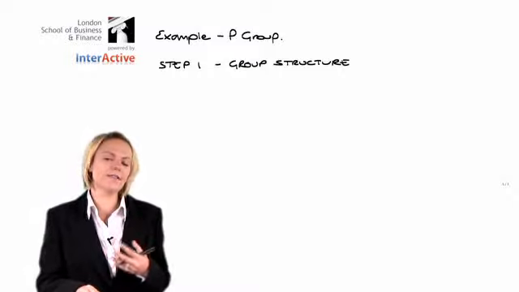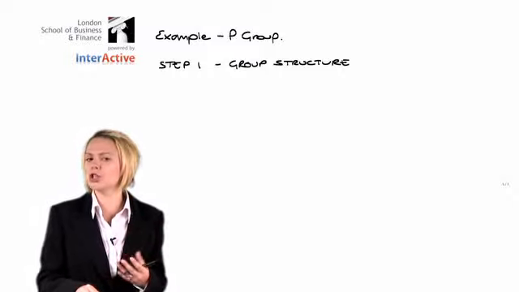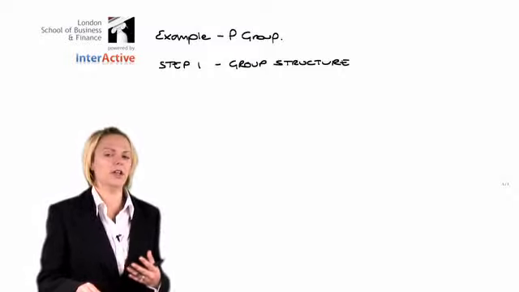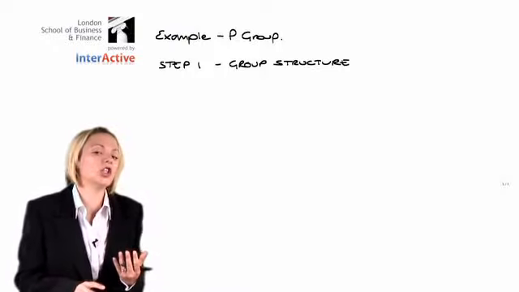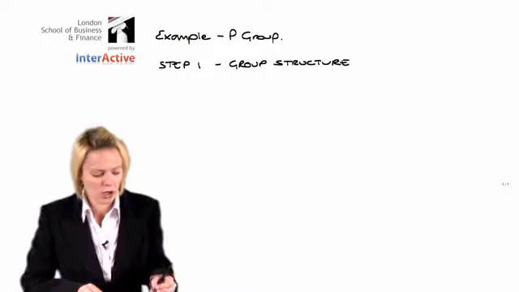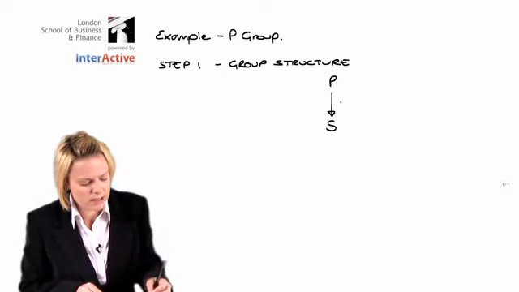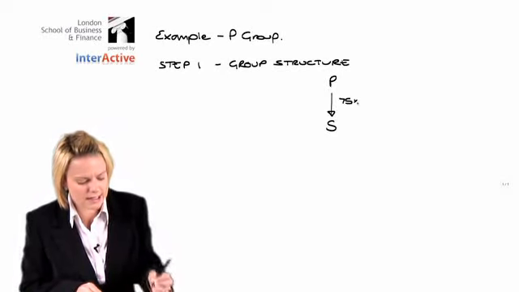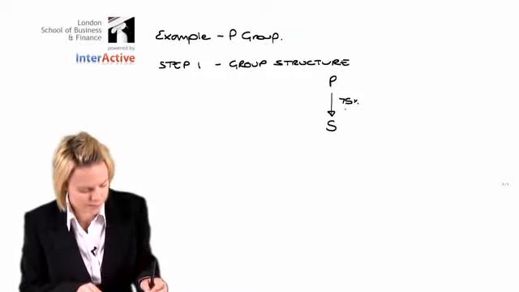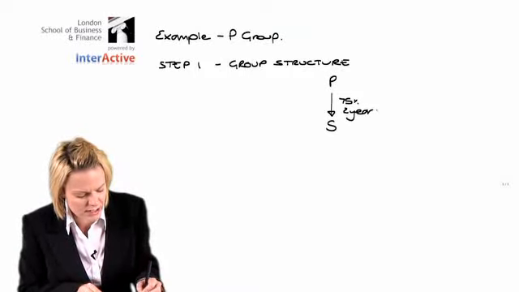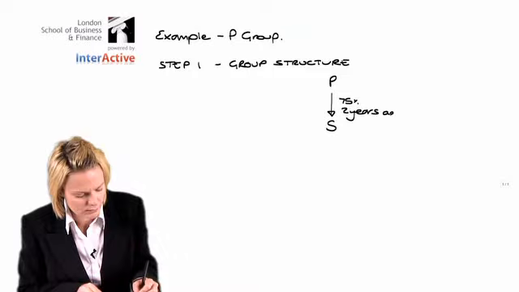We need to identify the relationship between the two companies that we've been given. Now, we've been told the relationship in Note 1. Company P acquired 75% of Company S 2 years ago. So we always make a note of the date of acquisition.